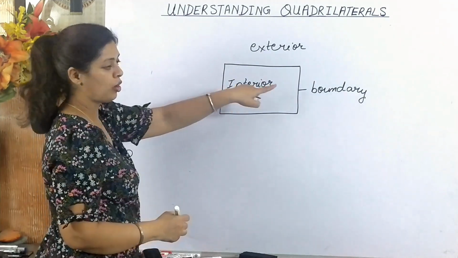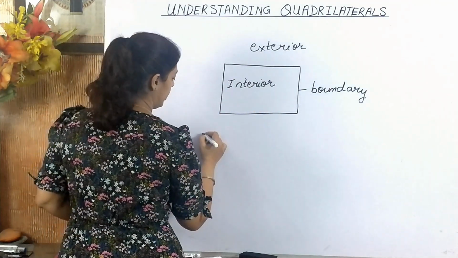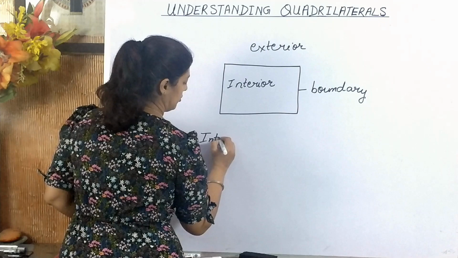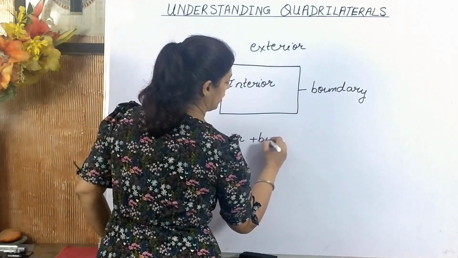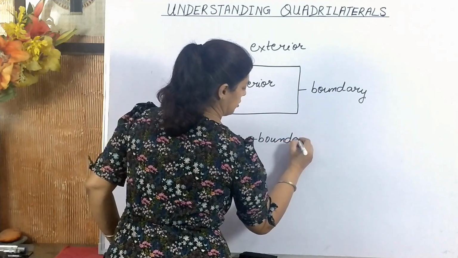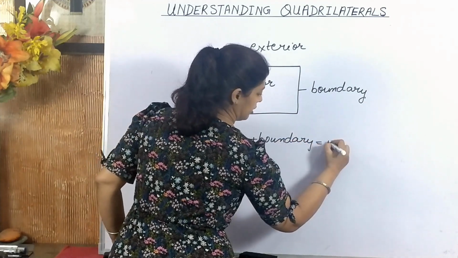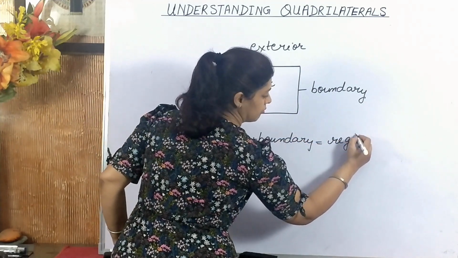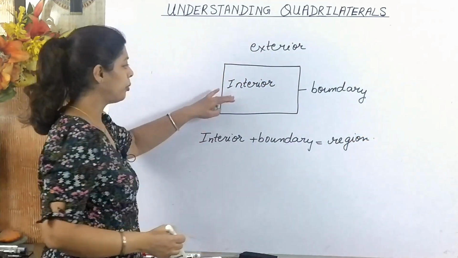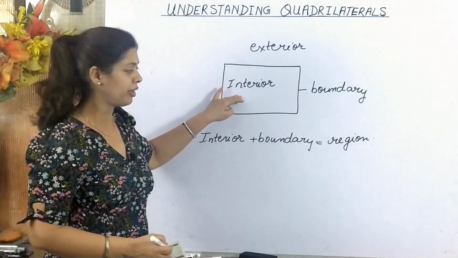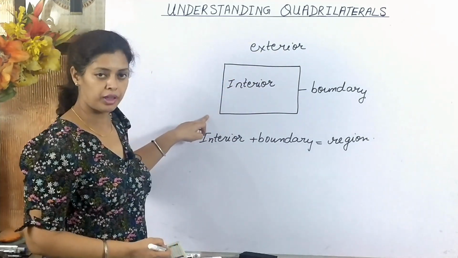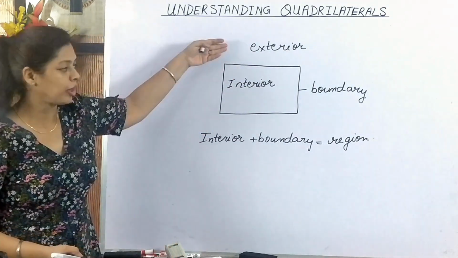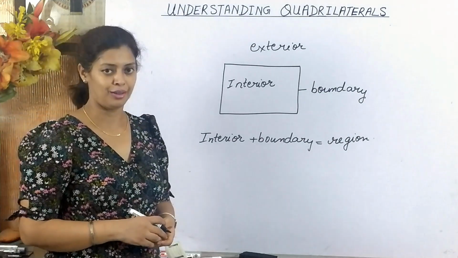The interior along with its boundary is called the region of the curve. Interior plus boundary gives the region of the curve. We can compare the interior, for example, to our house, and the boundary of the curve to the compound wall of our house, and the exterior can be compared to the road outside the house.